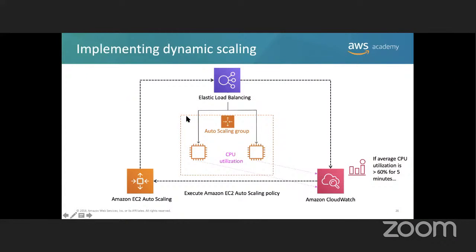Implement the dynamic scaling. You have elastic load balancing, elastic auto scaling group, CPU utilization, and then CloudWatch will tell you what's going on, because CloudWatch is the one that has the metrics, right? CloudWatch is the one that indicates when the CPU is high, right? So your average CPU utilization is greater than 60% for 5 minutes. So create another EC2 instance so that you can cope with this traffic, right? So that will be executed, and then the auto scaling will do that, right?